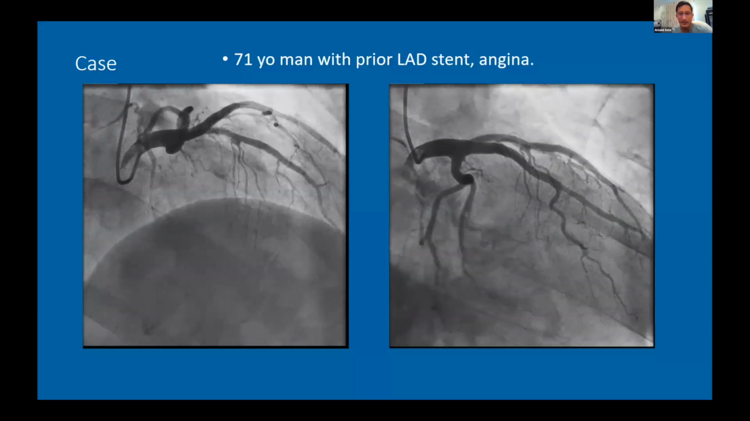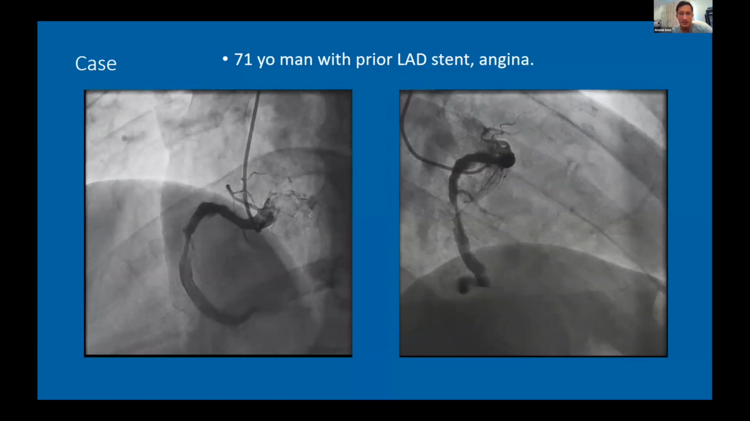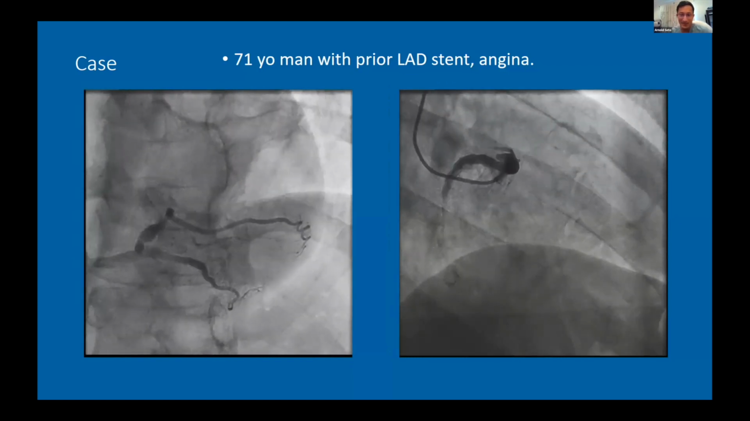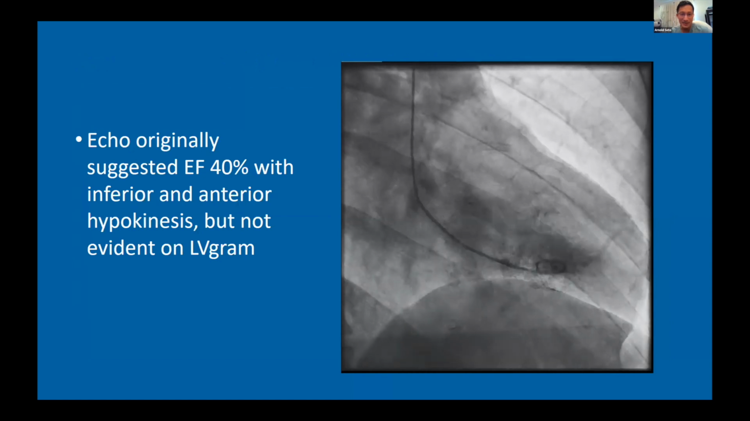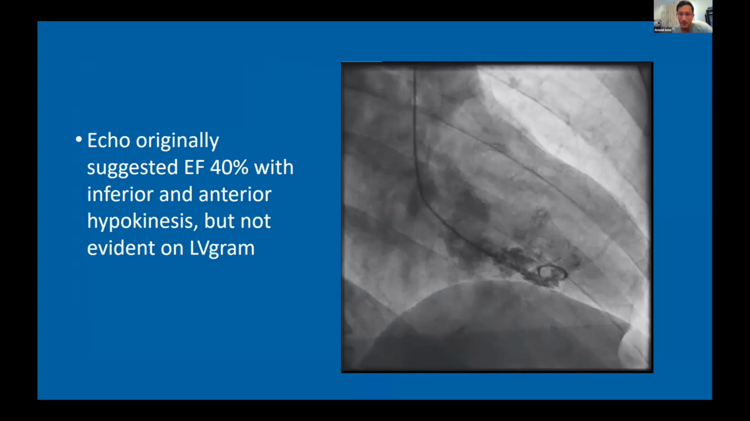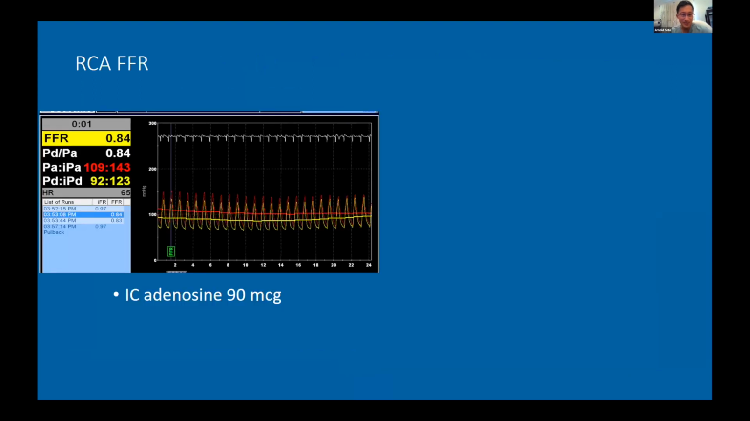My last case here is a 71-year-old man with a prior LAD stent and angina, and he has this really severe right coronary artery lesion, looks 80-90%, but we do physiology on him, and the initial echo was wrong, his EF is actually pretty good. We do an IFR, and on this 80-90% lesion, the IFR is completely normal at 0.97. So you think, gosh, can I just stop and walk away from this? Well, then you do physiology, you do IC adenosine, 90 micrograms, and you still get a relatively borderline negative FFR of 0.84. So what do you do?